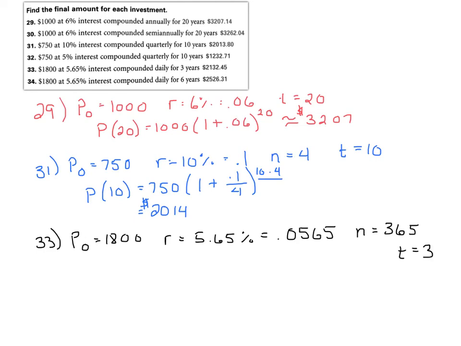So I'm going to write this one a little bit bigger because our numbers are going to get really small. Our principal after 3 years is going to equal our original principal times 1 plus our rate, which is 0.0565. Now we have to divide that annual rate into 365 parts. But what we get to do is we get to say our time times 365.